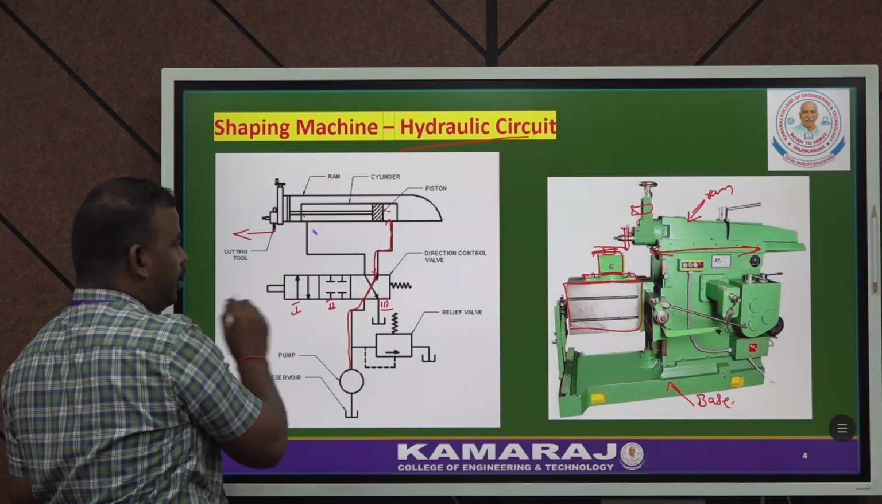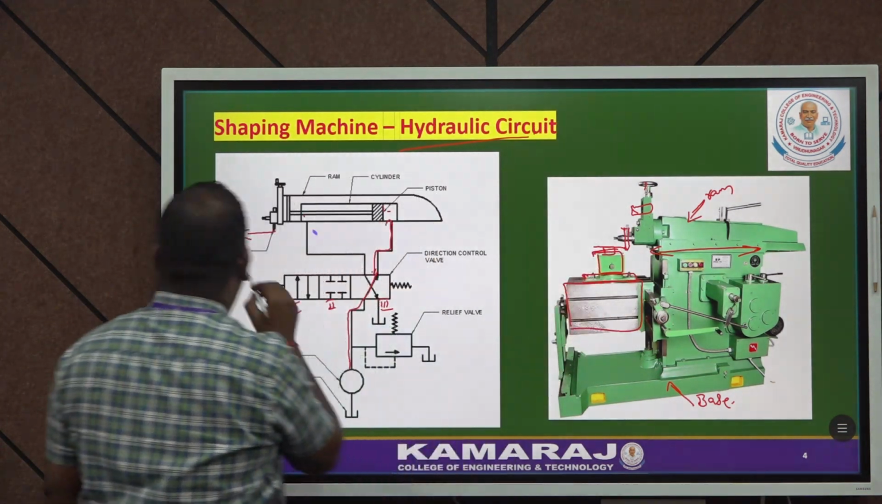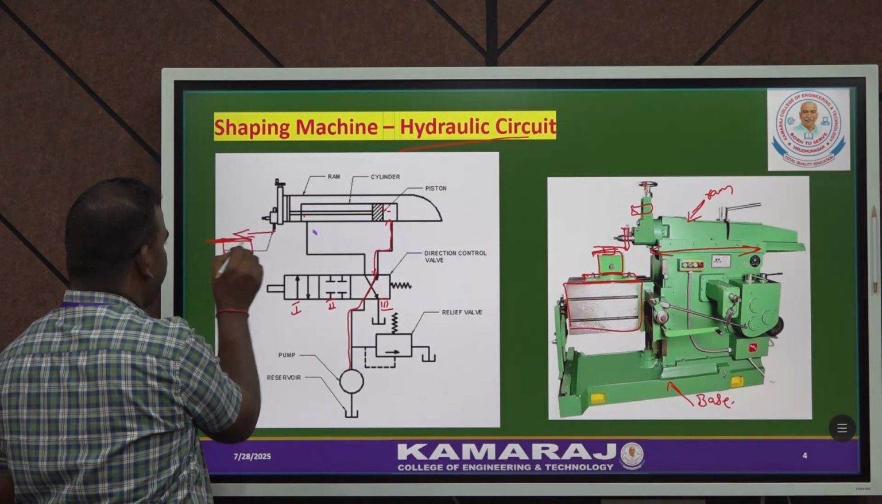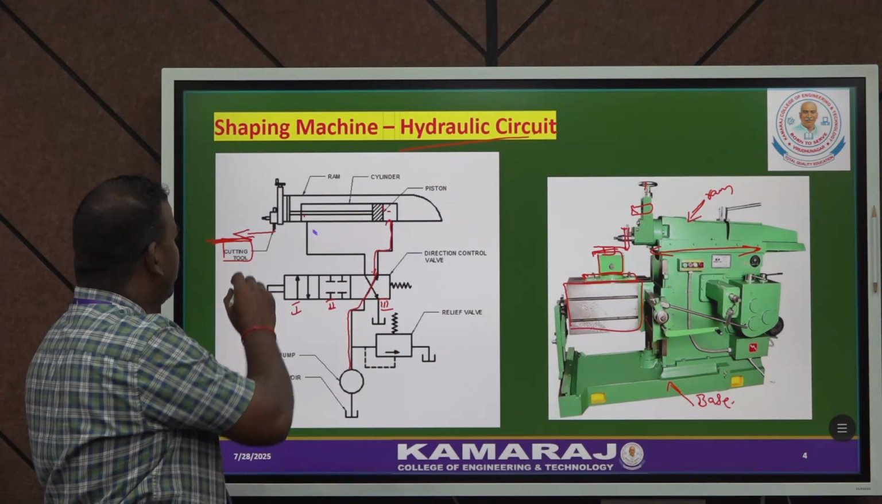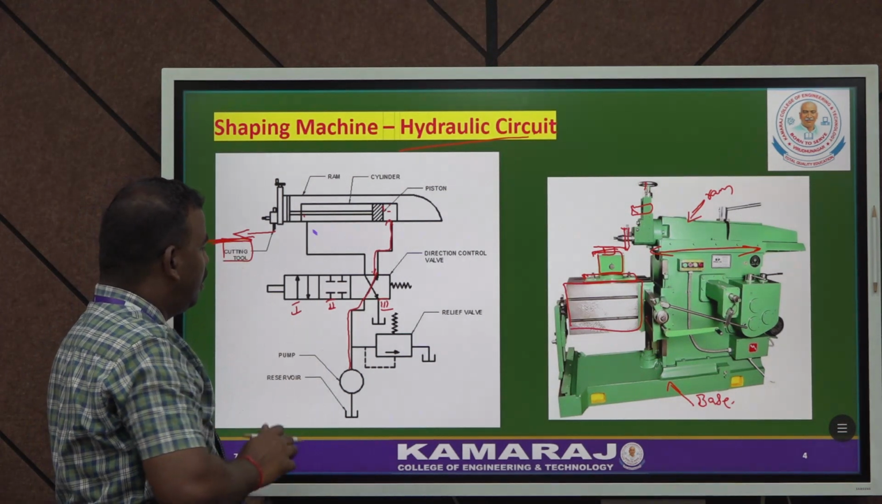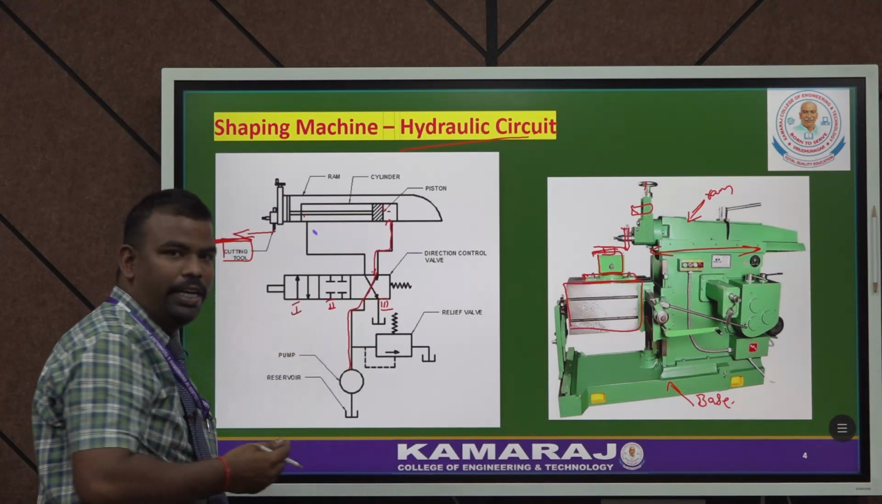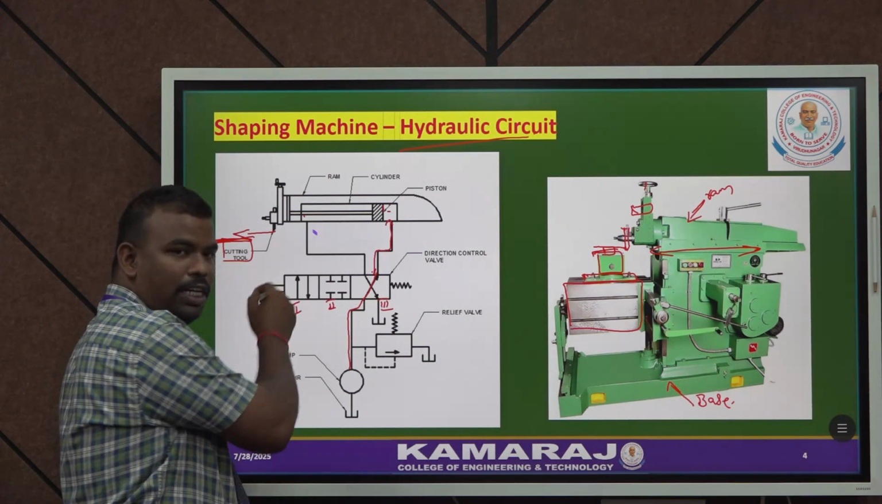Here the workpiece is fixed in the table, so automatically the cutting action takes place on the workpiece. Once the cutting action is completed, the DC valve is moved again to the first position using the lever type or any other actuation mechanism. Here we are using the lever mechanism.